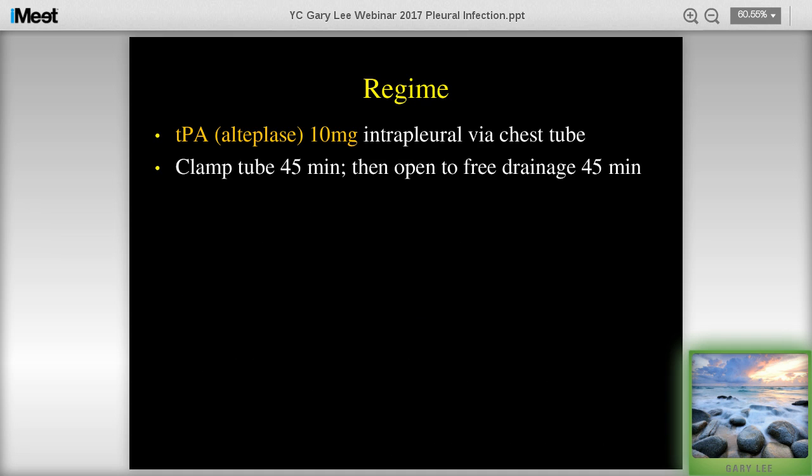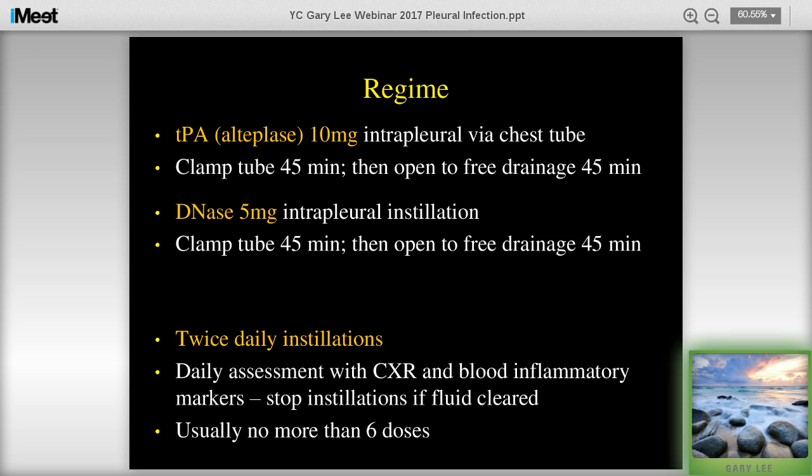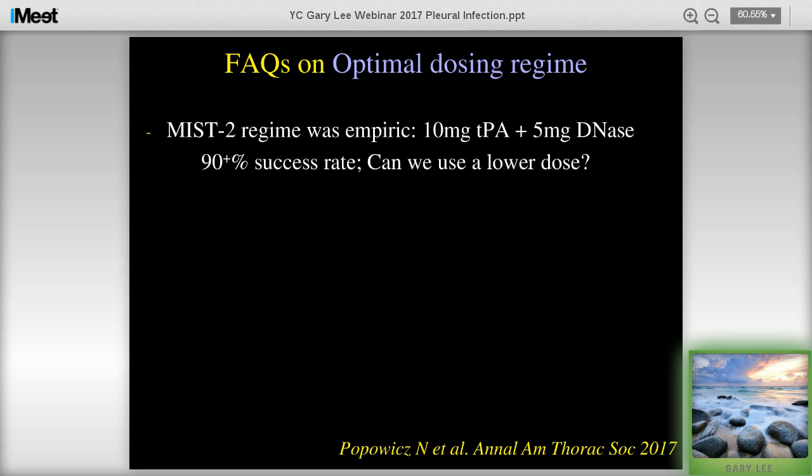give the TPA and then clamp the tube for 45 minutes, open the tube for 45 minutes, then give the DNase, clamp the tube for 45 minutes, and then open it again, and do it twice daily. And we see the patient every day with chest X-ray and blood inflammatory markers. We don't always give the full 3 days worth of 6 doses. We can stop as soon as the patient is cleared of the fluid, or if they're very much improved. It's very rare that you need more than 3 days worth.